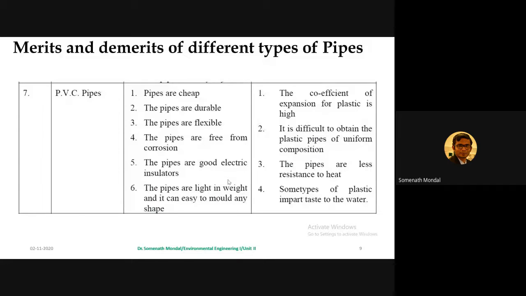Now, on the other hand, the expansion coefficient is higher, so that's why this PVC pipe can get expanded if there is a slight difference in the temperature. It is difficult to obtain the plastic pipes of uniform composition. Yeah, so that's a problem. So they are not weather proof, which we say.